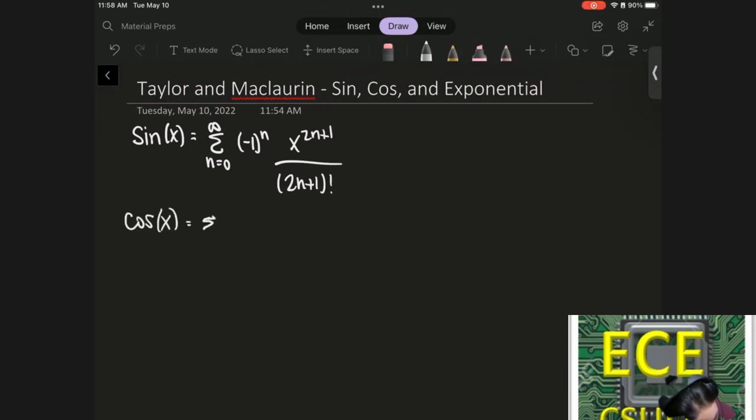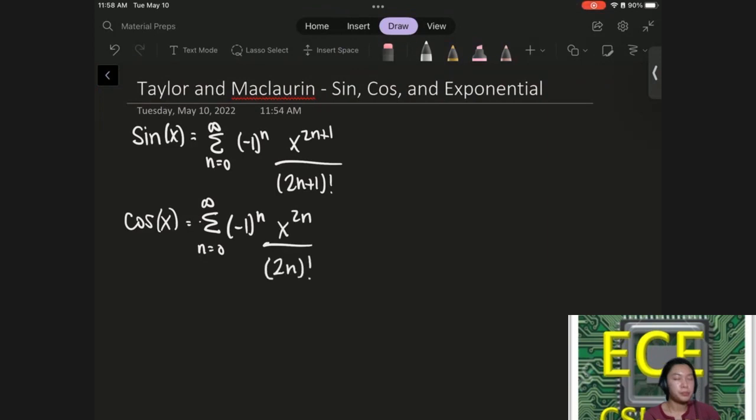equals the sum, n equals 0 to infinity of (-1)^n x^(2n) all over (2n) factorial.